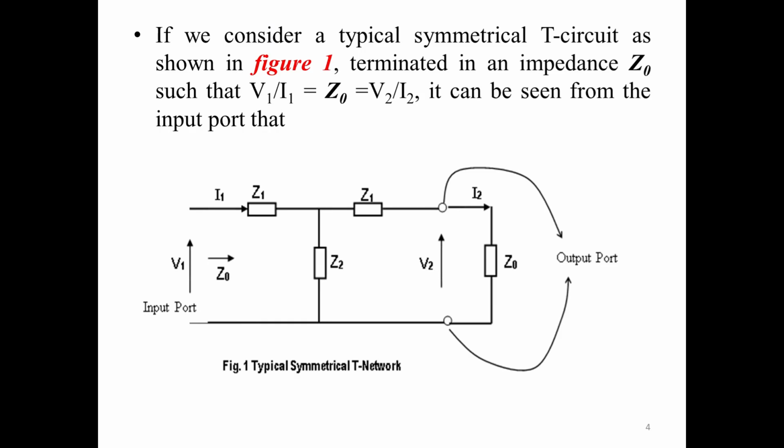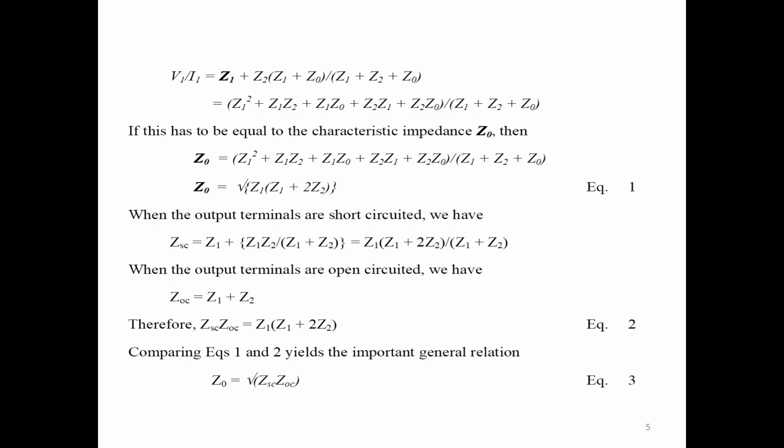Now, if we consider a typical symmetrical T circuit as shown in Fig 1, terminated in an impedance equal to the characteristic impedance, such that V1 over I1 is equal to V2 over I2 is equal to Z0, it can be seen from the input port that Z0 will be equal to the square root of Z1 into Z1 plus 2Z2, if you use any of the circuit theory to solve for Z0. We call that equation 1.